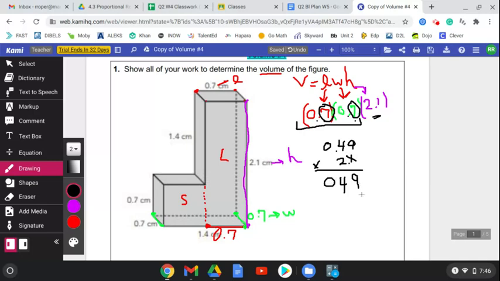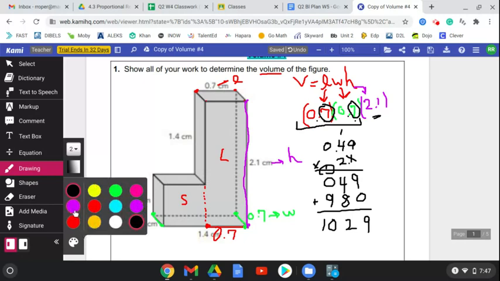On my second row, I add a placeholder 0 and continue multiplying as normal. 2 times 9 is 18, so I carry the 1 and put the 8. 2 times 4 is 8, plus 1 is 9. And of course, 2 times 0 is 0, so I'd have a 0 out here. Let's add. 9 plus 0 is 9. 4 plus 8 is 12, so carry the 1. And 1 plus 9 is 10.